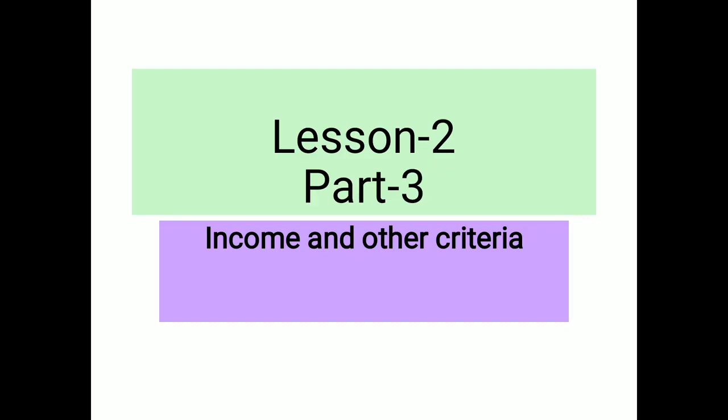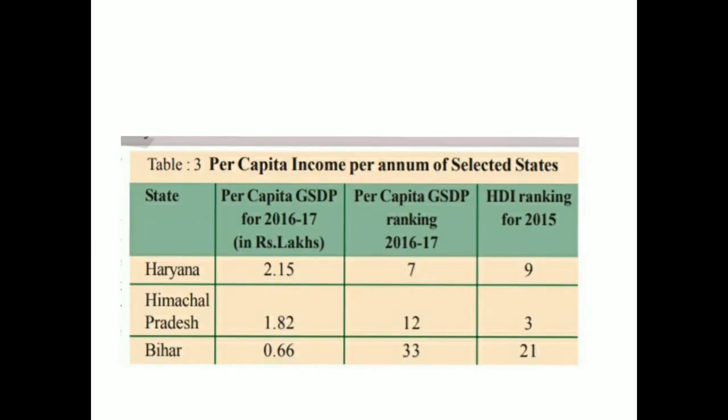The topic is income and other criteria. In the previous video, we discussed income and other goals. Now we are going to discuss income and other criteria, how income is used here, and what other criteria are used for development purposes. Let us start the video.